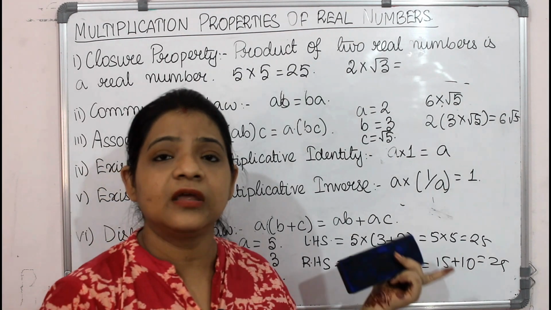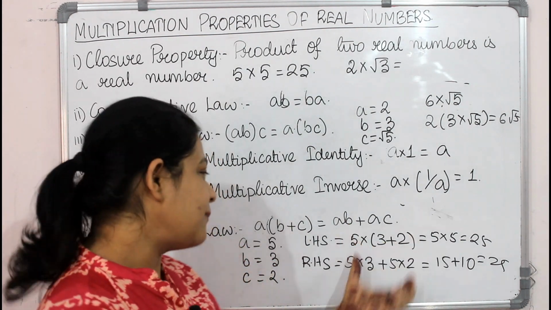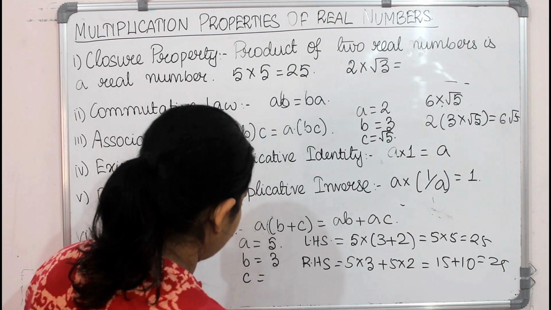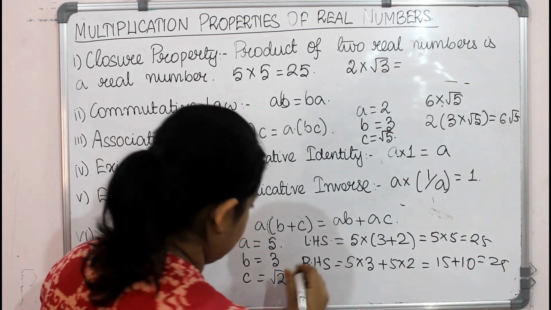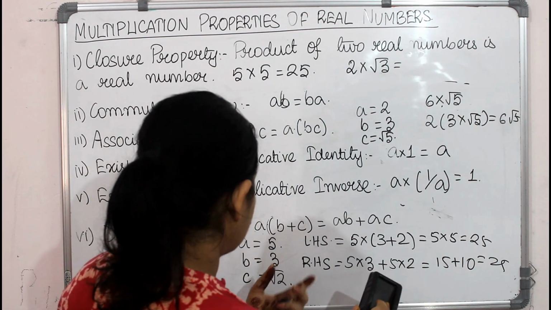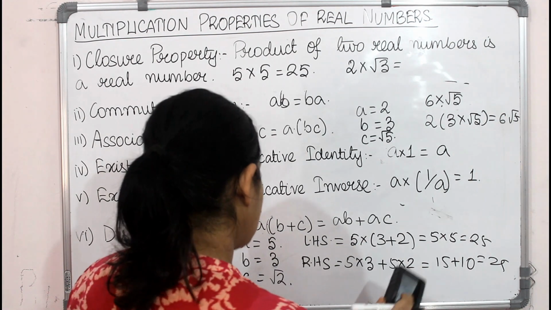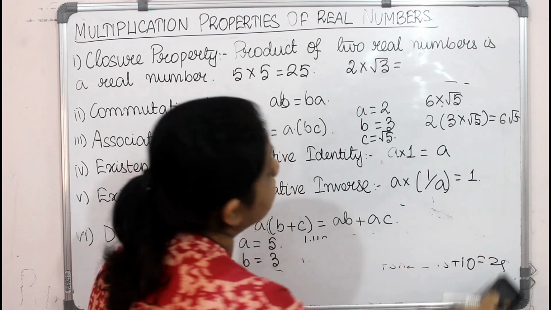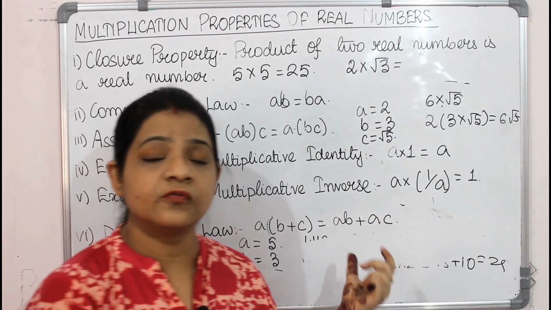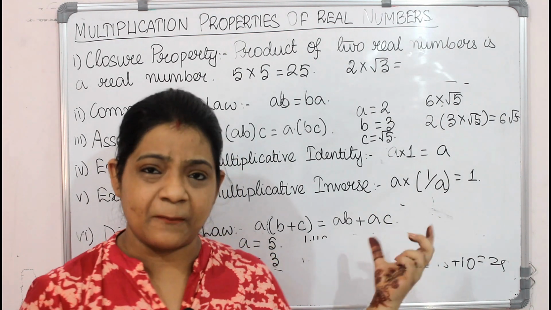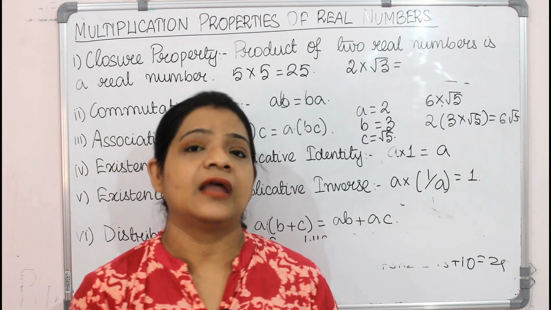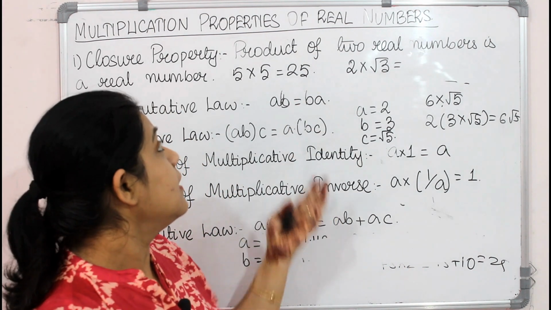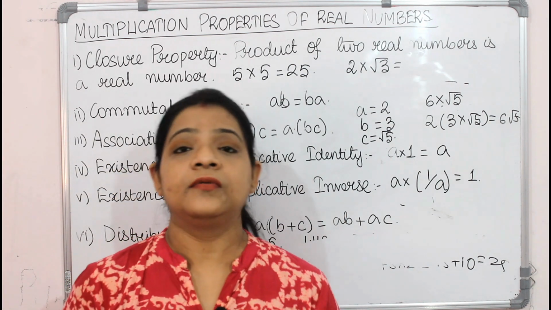You can do the same thing with irrational numbers as well, but I am not going into that. Let me take another irrational number like root 2, but it will be a little bit difficult for you because you have to calculate this. So no need. When we solve the sums, at that time we will see how the distributive property works for irrational numbers and combinations of rational and irrational numbers. So this is your distributive law, and these are the multiplication properties of real numbers.